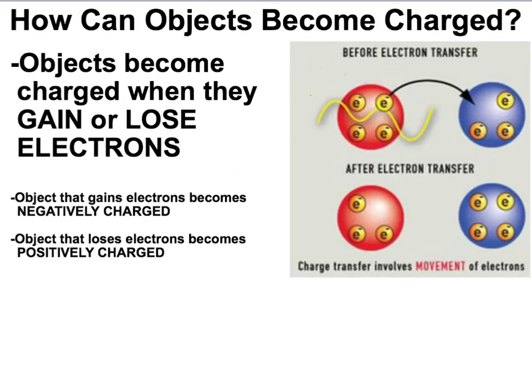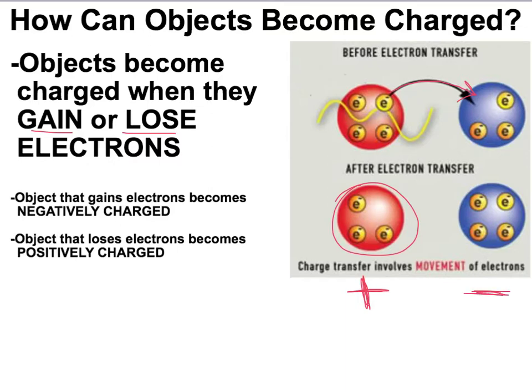So let's put some of this together and talk about how objects can become charged with static electricity. Remember, electricity is all about moving electrons. Electrons become transferred. So objects become charged when they gain electrons or when they lose electrons. Let's look at this picture. What's happening is the red ball on the left is transferring an electron to the blue ball on the right. So after the electron transfer, now this red ball has fewer electrons. It's going to become positively charged. This blue ball has more electrons, and it's going to become negatively charged.